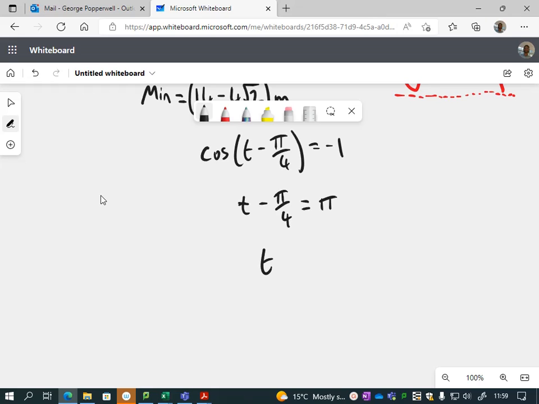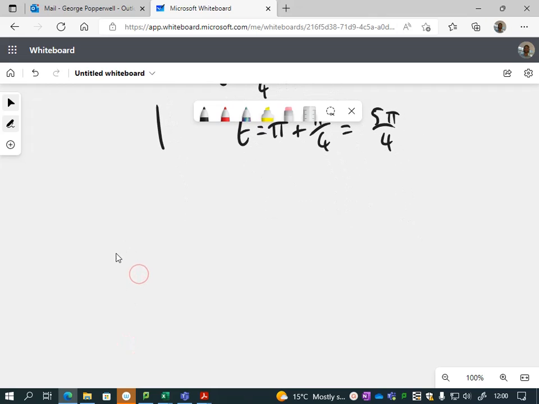So I can see here t is going to be equal to pi plus pi over 4, which is equal to 5 pi over 4. Again, that is the number of hours it occurs after midday. So that's the hours it occurs after midday. So just getting that as a decimal.